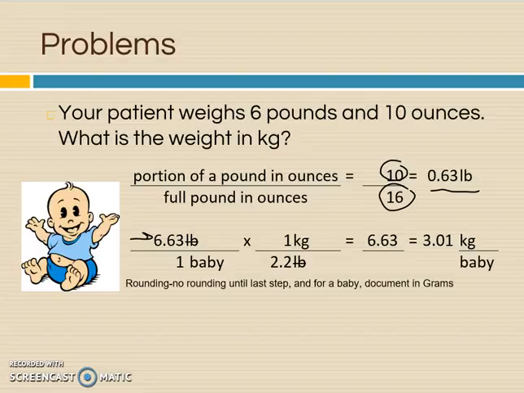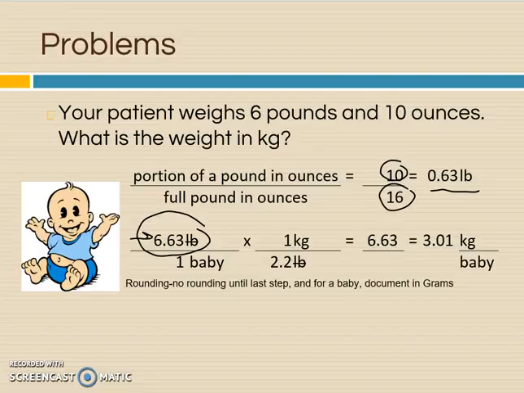Fill in the rest of the equation. Like I said, 1 kilogram is 2.2 pounds. And if you just do the math, carry it all the way out, we end up with 3.01 kilogram baby. Now, as far as rounding goes, you don't want to round until the last moment. For instance, you don't want to round this figure to 6.6. We want to go 6.63, 2 decimal places. And I'll show you why.